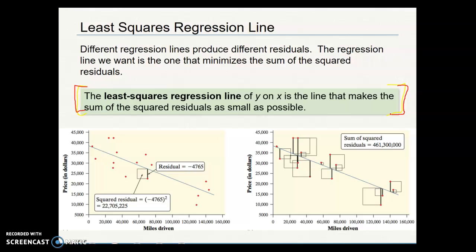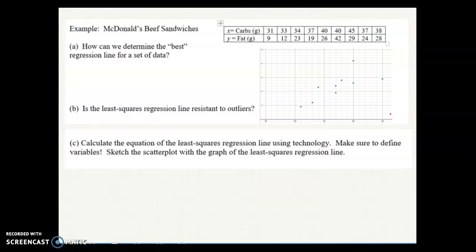We could do this by hand. We're going to kind of walk through it, but then I'll show you how to do it in your calculator. So we've got 9 sandwiches from McDonald's. They're all beef sandwiches. We think that the carbs affect how many grams of fat are in that sandwich. That's why our X is our carbs. So our carbs explain our fat. Okay, so with carbs down here, I had Desmond graph this for us. We're going to hold tight on A and B and come back to that Friday morning.